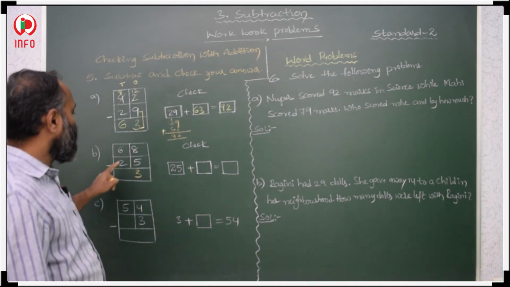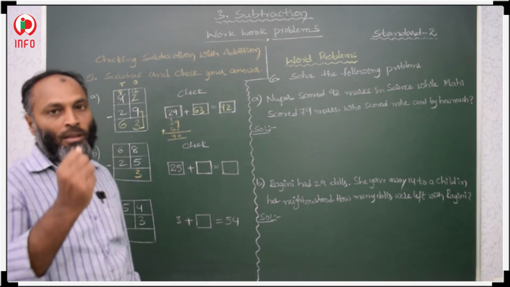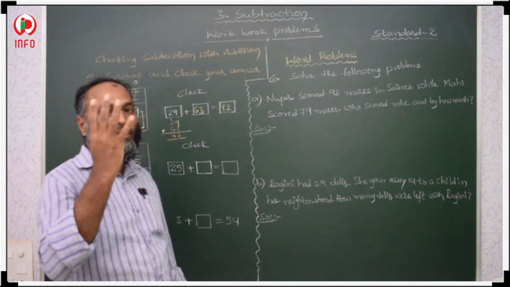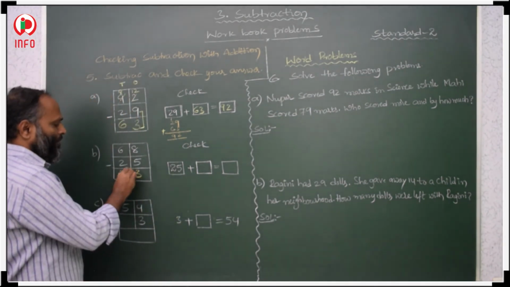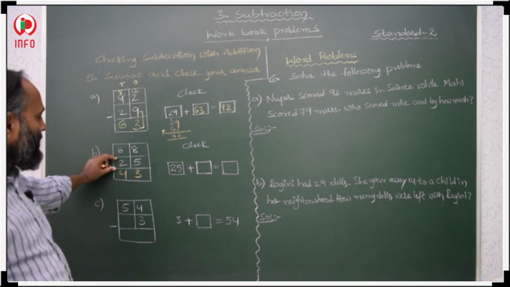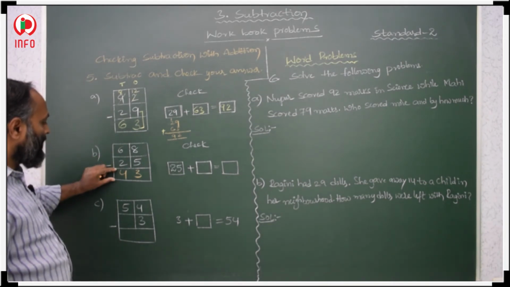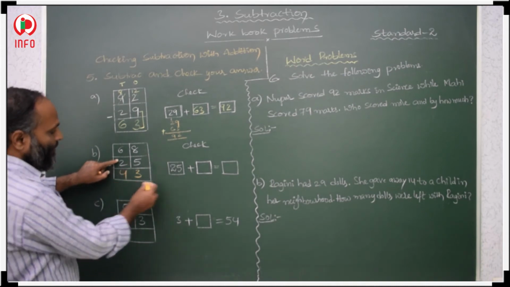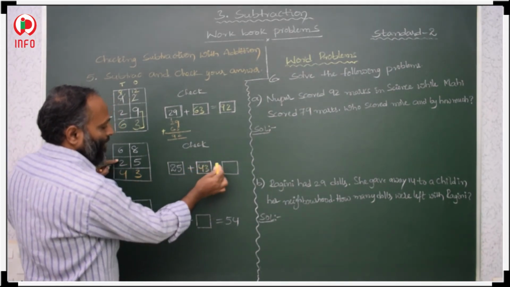Then 6 minus 2. For 2, we count from 2 to 6: 3, 4, 5, 6. That is 4. So the answer is 43. And again the same here. This is the subtrahend and this is the difference. Subtrahend and difference is equal to minuend.